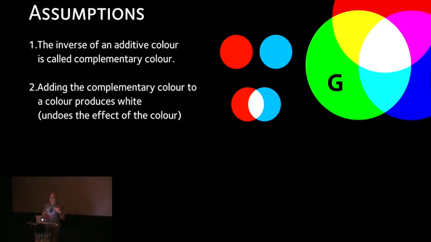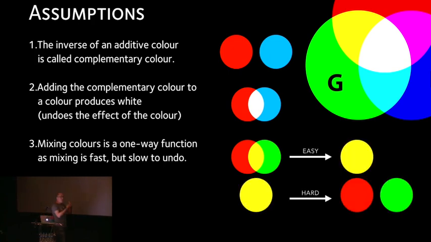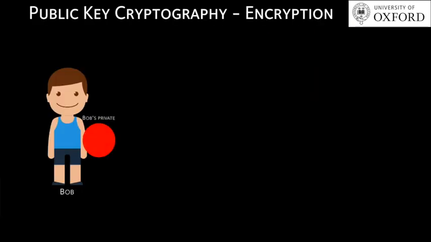Now we have to introduce an invariant, which says mixing is easy, but decomposing the two colors that were used to mix a color is incredibly hard. We can't solve this with current technology. So please stick with me for the next 10 minutes on this example. Now Bob can choose his favorite color, red.